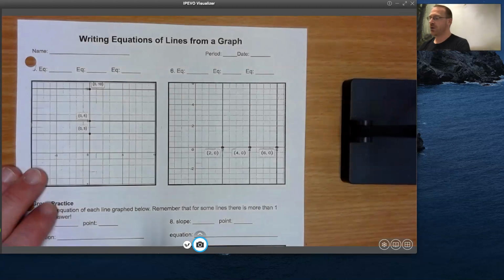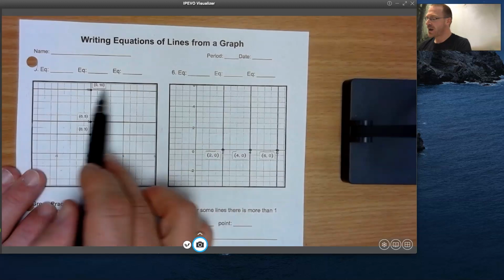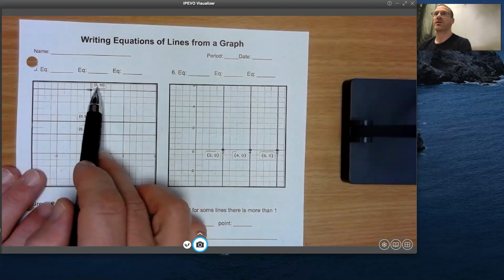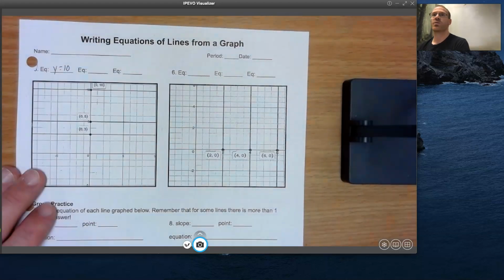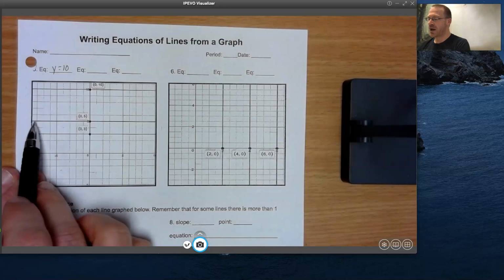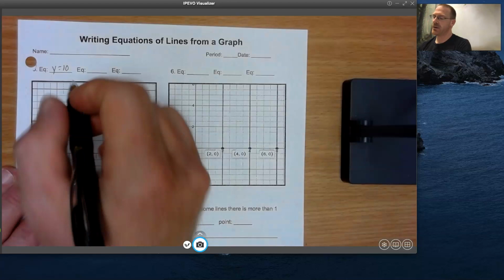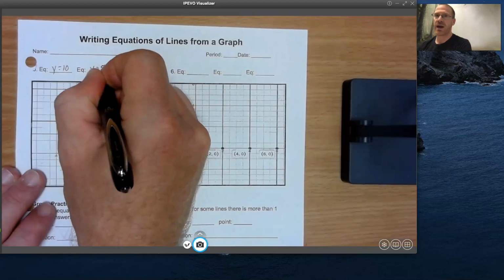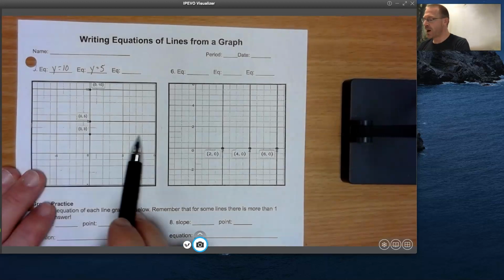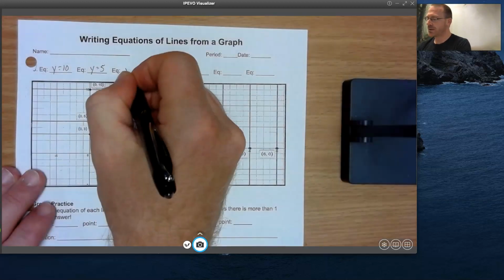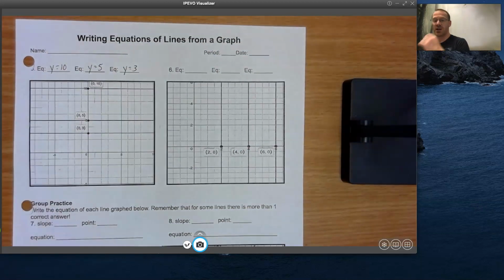Now when I start with this top line right here, it goes through y equals 10. You can see that the point is 0, 10. So my equation for that one is just y equals 10. I look at this one, another horizontal line. It's got to be y equals something. It goes through y equals 5, so there's my equation. My next line goes through y equals 3, and there's my line. That recognition speeds up the process.